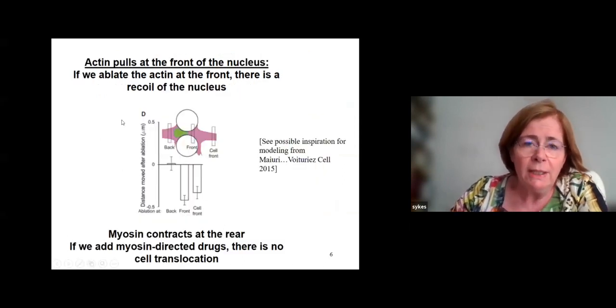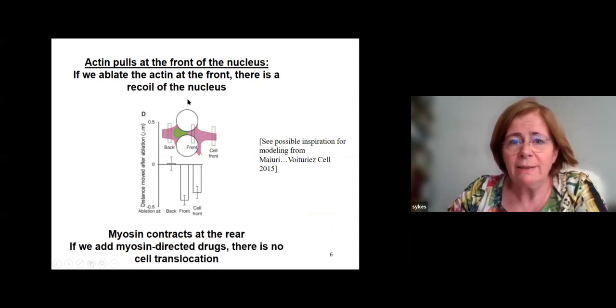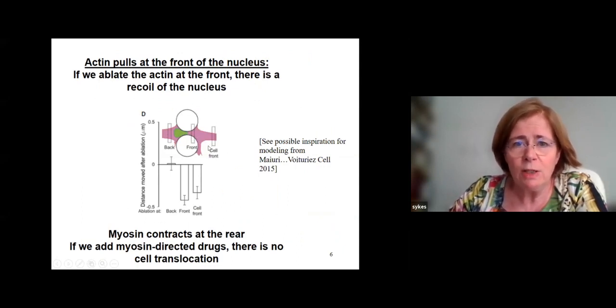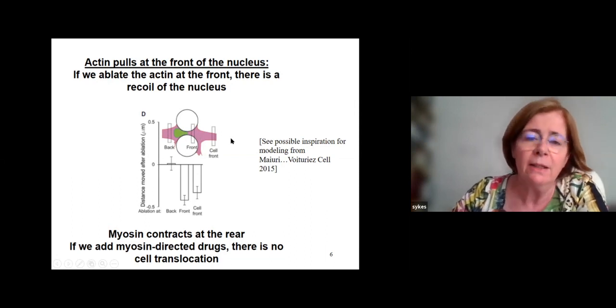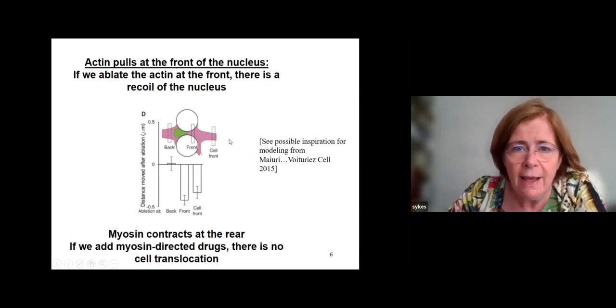Right, so in fact, we characterized how actin pulls on this nucleus by this experiment here, consisting in ablating the cytoskeleton during cell passage. So here is a cell, the cytoskeleton is schematized in purple, the nucleus is green. And so the question is, what happens to this movement when we cut at the back, at the front, or at the cell front?